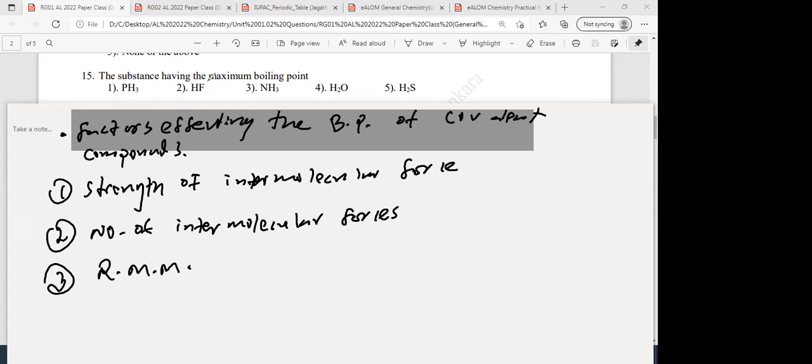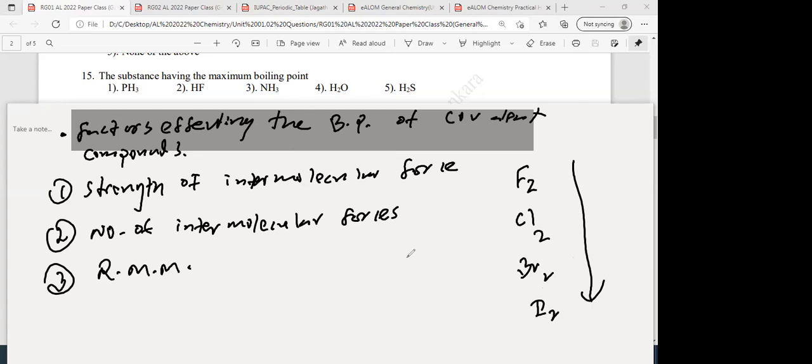Out of these, for some compounds the relative molecular mass becomes more significant than the other two. When you compare some compounds, the number of intermolecular forces becomes more significant. Sometimes more than one factor can affect, sometimes all three factors can affect. For example, if all the molecules are nonpolar, the main factor will be RMM. I'll give one example: fluorine, chlorine, bromine, iodine, all are covalent. Which one has the highest boiling point? Down the group, boiling point increases. Why?